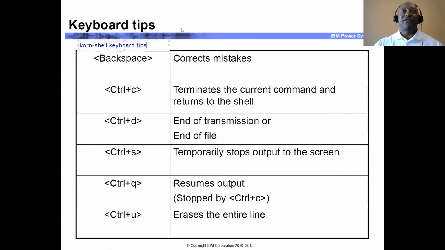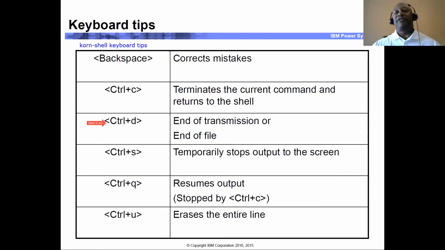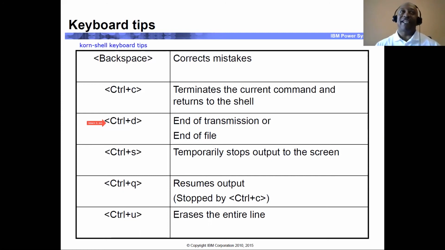Backspace can be used to correct any mistakes potentially. Control C, equivalent to signal 2, terminates the current command and returns to the current shell. Control D, remember we can log out of our system like that, is end of transmission or end of file. Control S, Control Q. You typically don't see that too much anymore. It temporarily stops the output of a file. If the file is several screens long, we can try to stop it at that point, and then Control Q to resume that output. All this can be stopped by Control C. And Control U will allow us to erase the entire line. These are typical Korn Shell keyboard tips, all right?